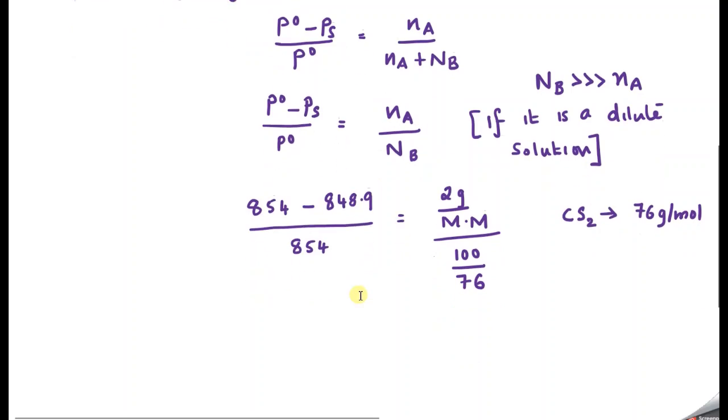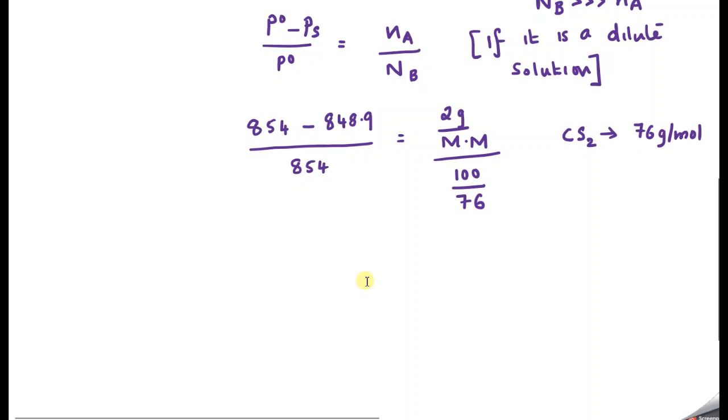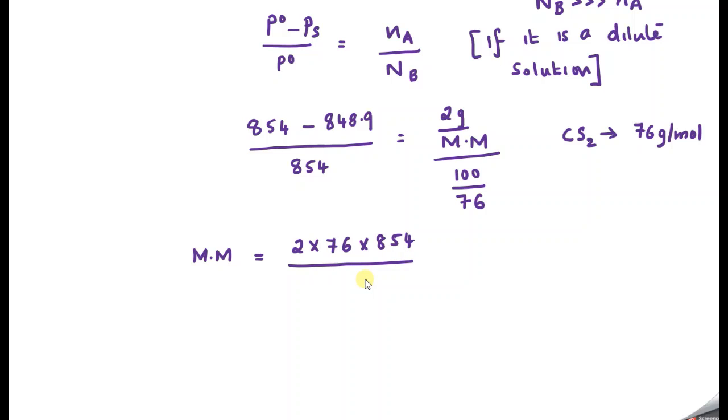So from this, what do we need to calculate? The molar mass of the solute. We can rearrange this as molar mass of the solute is equal to 2 into 76 into 854, divided by 100 into 5.1. If you calculate this value, you will obtain 253. So from this we got the molar mass of the solute.